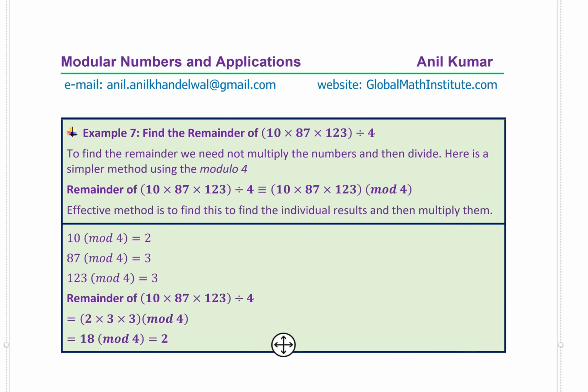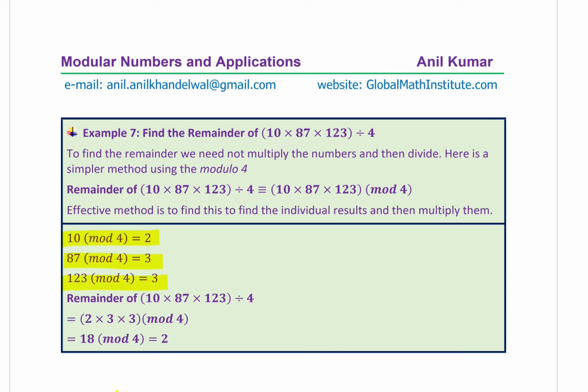Well, three more examples to go. Example number 7 is to find the remainder of 10 times 87 times 183 when it's divided by 4. Now these numbers, if we sit down and multiply them and then find the remainder, it is going to be cumbersome. Here is a simpler way. We'll find the mod 4 of each. So 10 mod 4, 87 mod 4, and 183 mod 4 will be calculated.